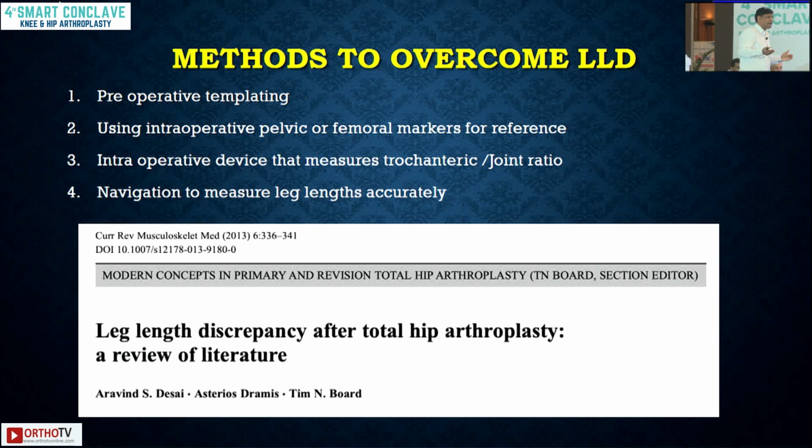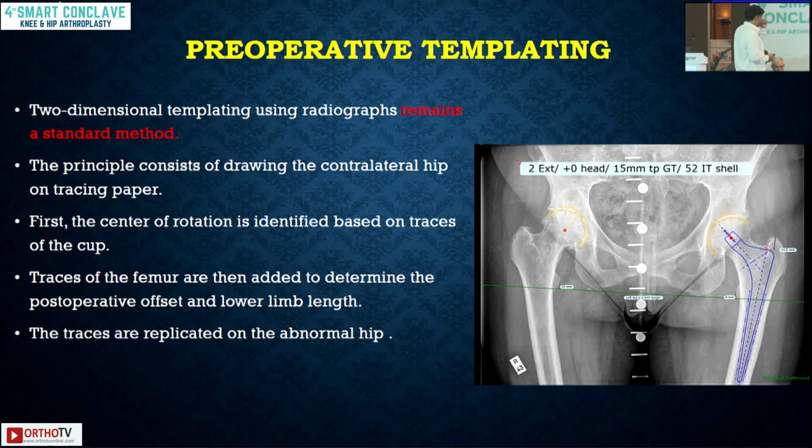So how can we overcome this limb length discrepancy? As I told you, pre-operative templating is the most important thing. Then there are methods intraoperative which you can use, and then the navigation and the robotic systems come in. So the incidence definitely is going to decrease now. Templating is done on the normal hip, and then that is projected on the abnormal side. So you come to know exactly where the center of rotation is, what the size of your acetabular cup is, what the size of your stem is, and the length also. So this is very, very important.